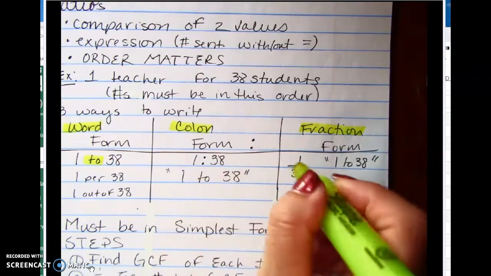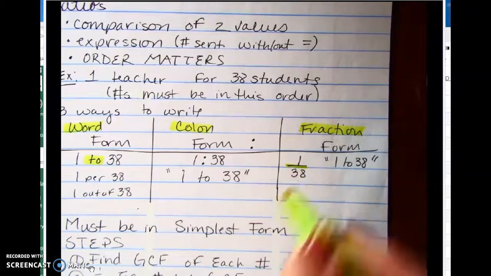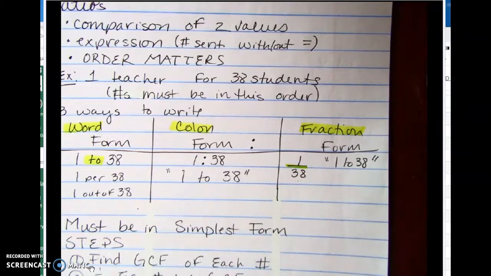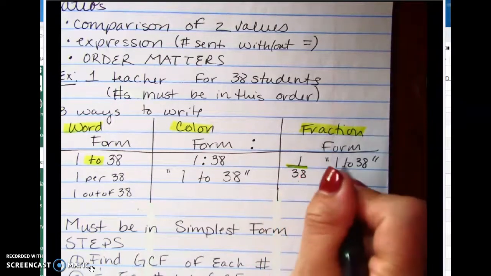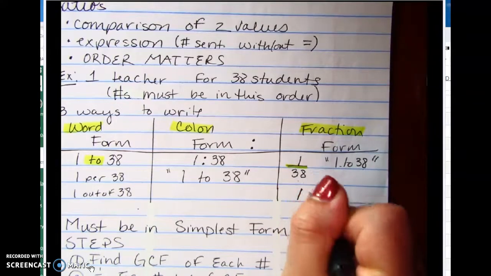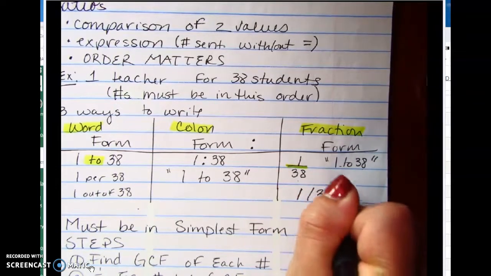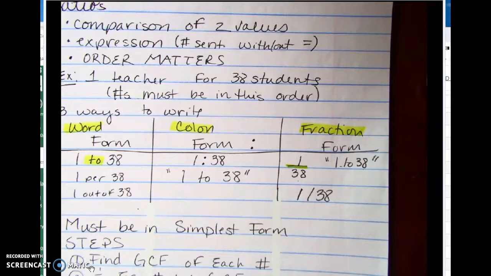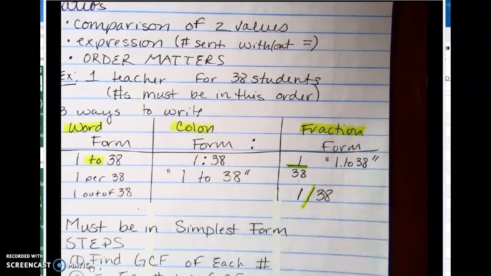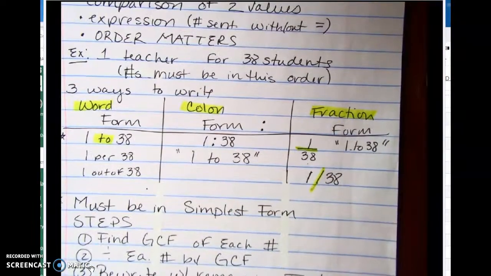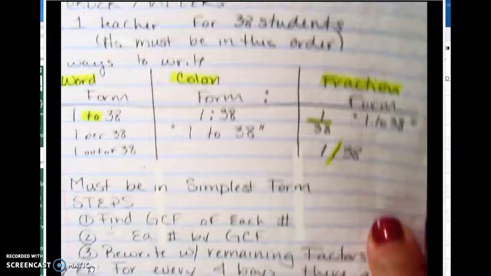So there's our fraction bar. Now, one thing you need to remember that 1 out of 38 or 1 to 38 can also be written like this. If you notice, that is also a fraction, 1 to 38. And this is what we're most commonly using in our notes and in our lesson quiz.